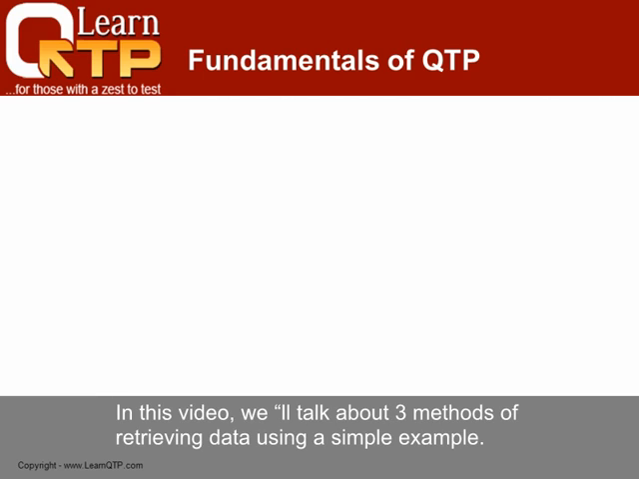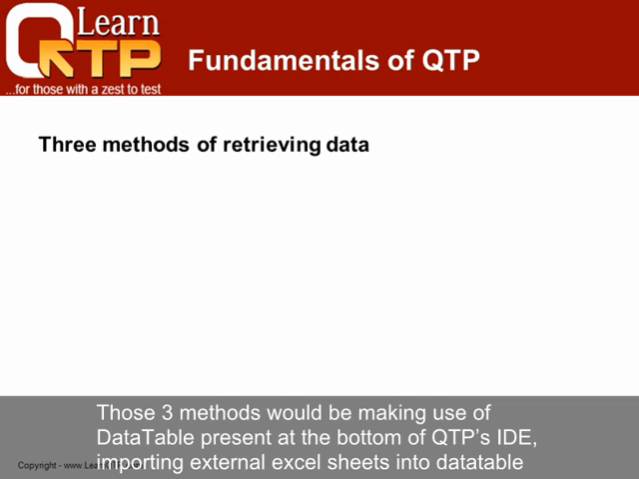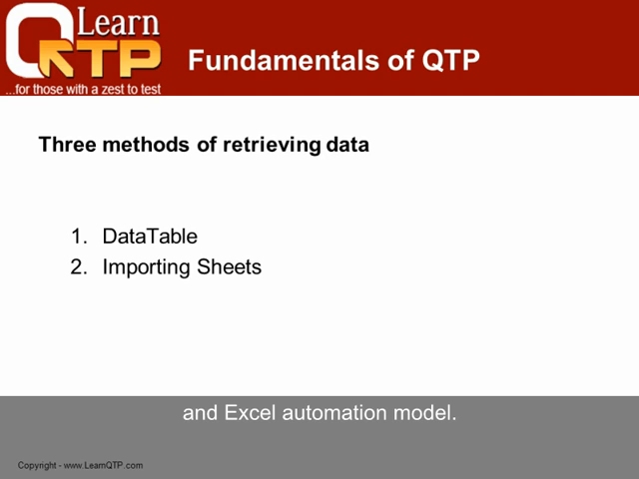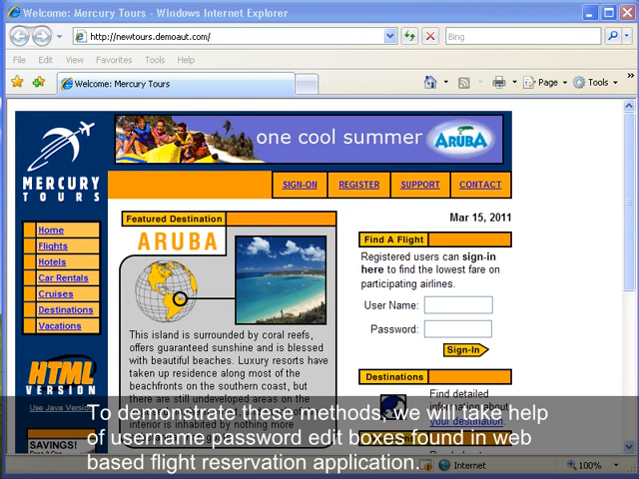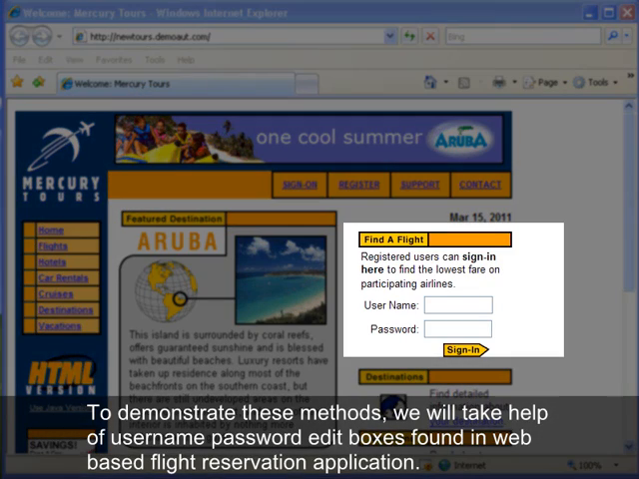In this video, we will talk about 3 methods of retrieving data using a simple example. Those 3 methods would be making use of data table present at the bottom of QTP's IDE, importing external Excel sheets into data table, and Excel automation model. To demonstrate these methods, we will take help of username password edit boxes found in web-based flight reservation sample application.